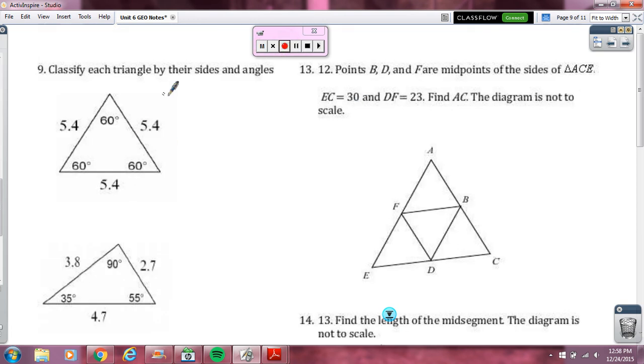Classify each triangle by their sides and angles. If all the sides are the same and all the angles are the same, angles being the same means equiangular, and then sides being the same means equilateral.